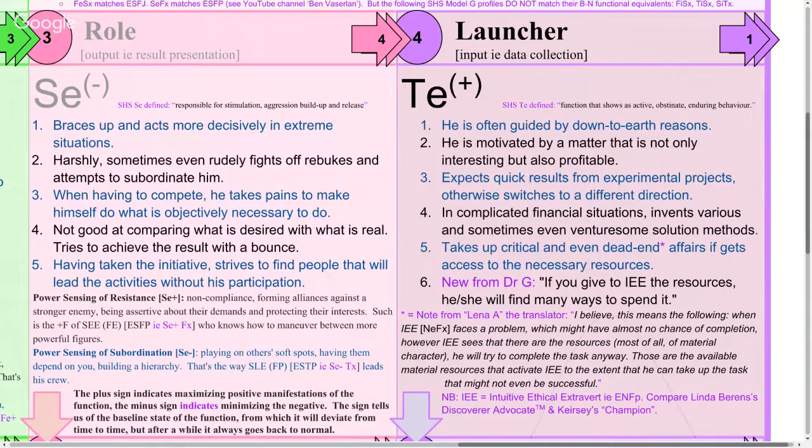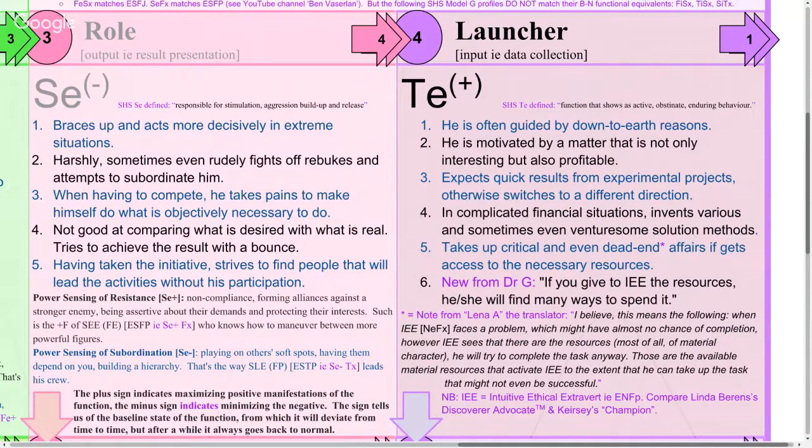Right, so it's not a very powerful function. They've got a lot of ambition in this area. It's almost like the eyes are bigger than your belly function, where you're really enthusiastic, but when it comes down to brass tacks and you're doing it, the energy just goes. Number 6, so this is new: if you give IEE the resources, she will find many ways to spend it.